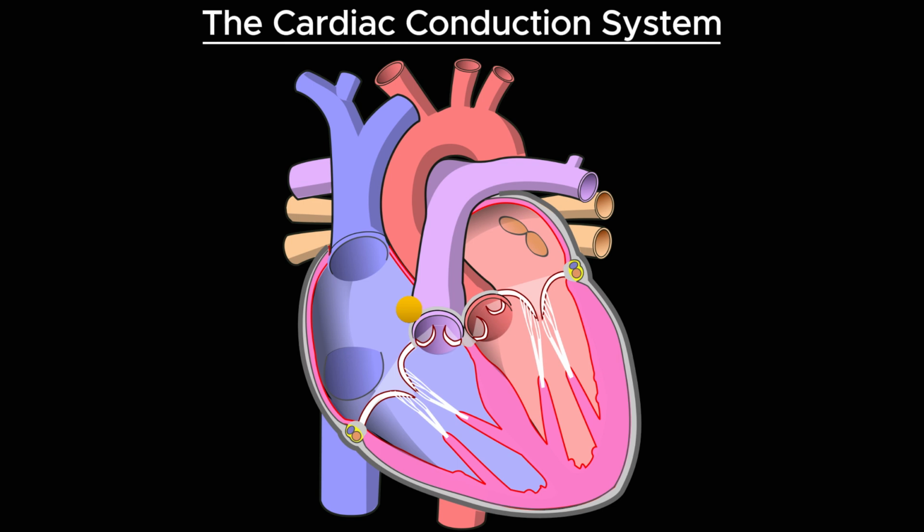The AV node delays the impulse by around 90 to 120 milliseconds to ensure blood can pass into the ventricles. The impulse then travels down through His bundle and splits off into the bundle branches, which go through the ventricles, setting them off at the Purkinje fibers.